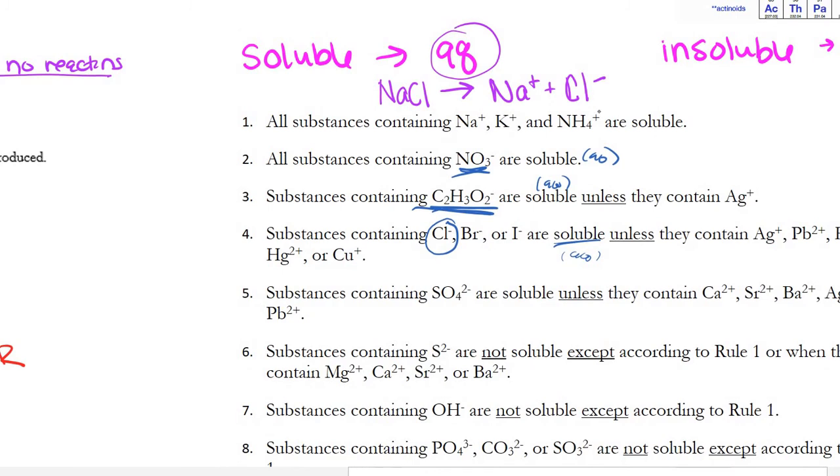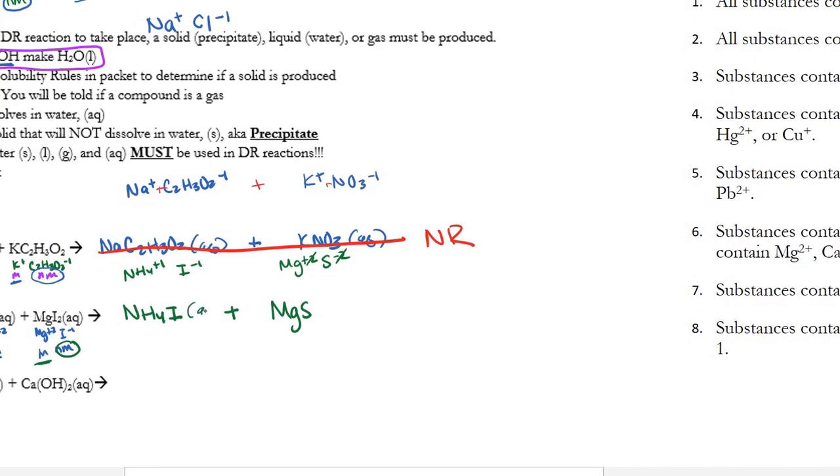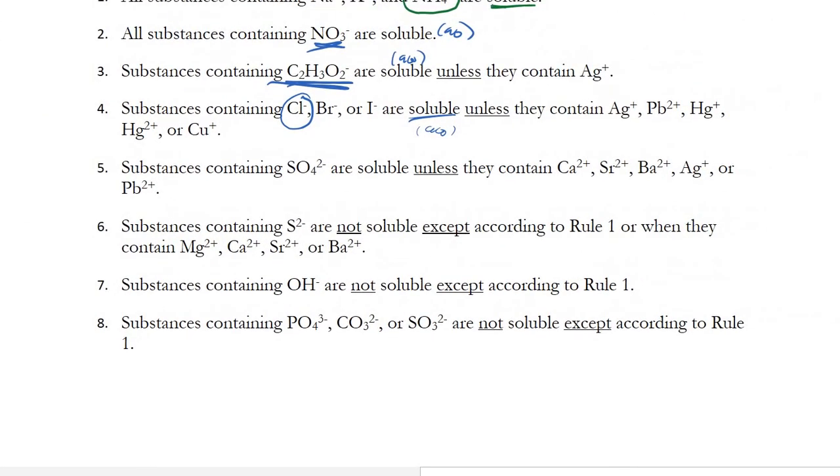So all substances containing NH4 are soluble. So we had NH4 there. That means that this is soluble, meaning aqueous. Now I need to figure out my MgS, because remember, if they're both aqueous, nothing happens. So I'm going to find the section that talks about S, which is right here. Substances containing S are not soluble. So that means that they are solids, except if they're with NH4, which it is not, or Mg, Ca, Sr, or barium.